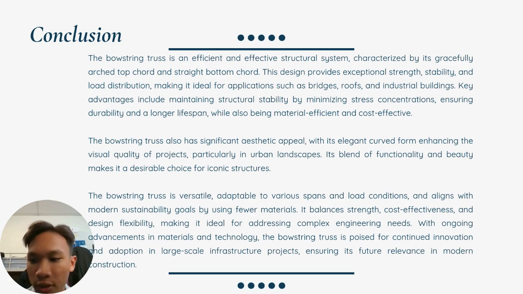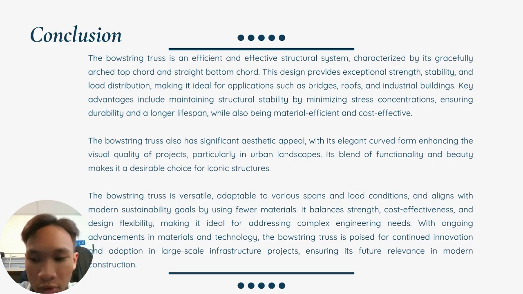For the conclusion, bowstring bridges combine a gracefully arched top chord, which is in compression, and a straight bottom chord, which is in tension. It is also highly efficient, providing strength, stability, and effective load distribution. One of the main key advantages of the bowstring bridge is its structural stability, which minimizes stress concentration, ensuring durability and longevity. It also uses less material compared to traditional designs, reducing construction costs.